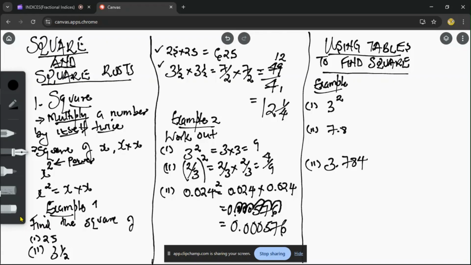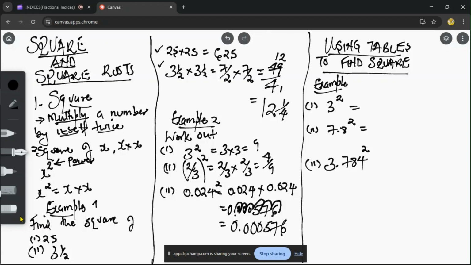And here I need to be very specific that we are using tables, because we have more than one method of getting the square of numbers. You can use a calculator, but in mathematics, the instruction supersedes even the answer. So I need to learn how to use tables to find the square of numbers.